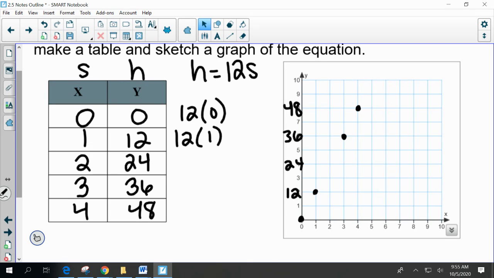Okay, so again, I couldn't go into the negative seconds, so I'm not going to have an arrow right here, but I will have an arrow at the top.